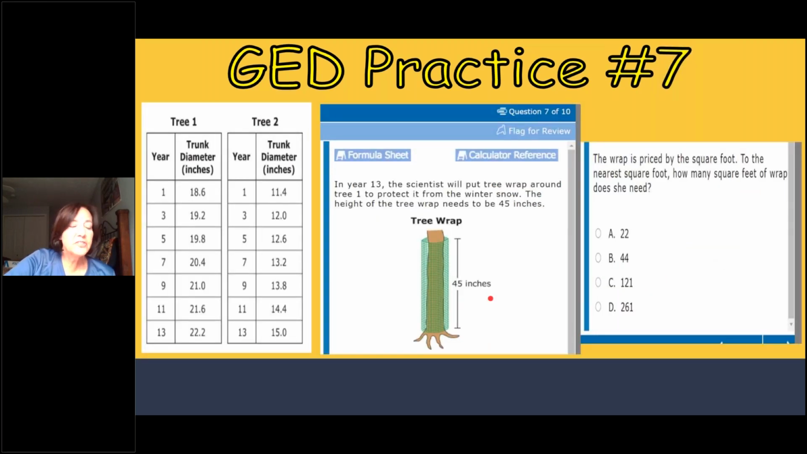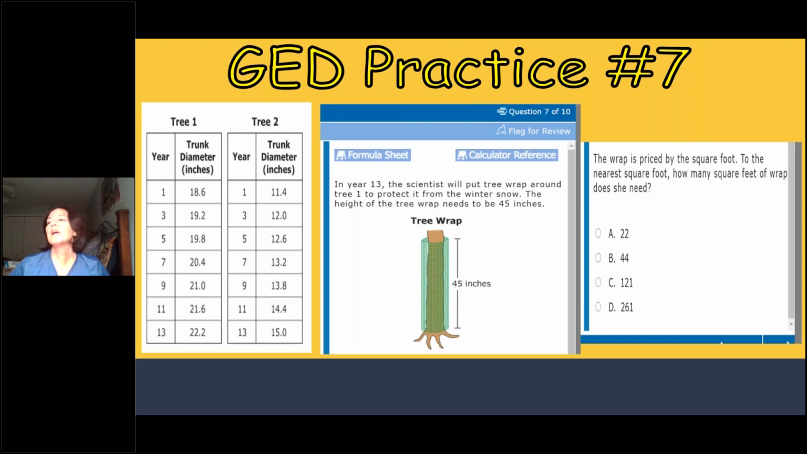Okay, we are still looking at this tree. Question number 7. In year 13, the scientists will put tree wrap around tree 1 to protect it from the winter snow. The height of the tree wrap needs to be 45 inches. The wrap is priced by the square foot. To the nearest square foot, how many square feet of wrap does she need?